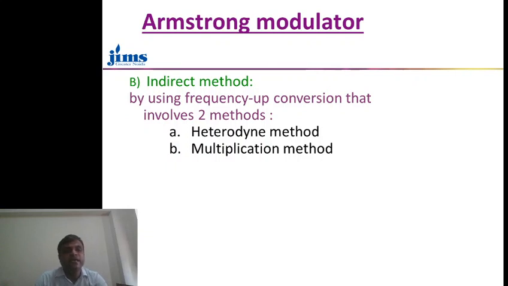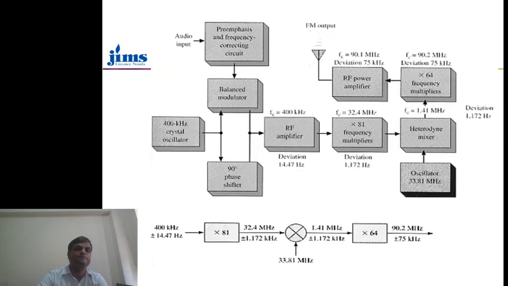Then we move to the indirect method of frequency generation. In this indirect method, basically we use two principles which can be combined to generate indirect FM, which is also called wideband FM. First is the heterodyne method, and second is the multiplication method. This method was designed by a scientist called Armstrong, so it is also called the Armstrong modulator.